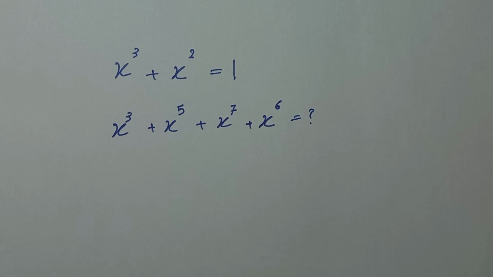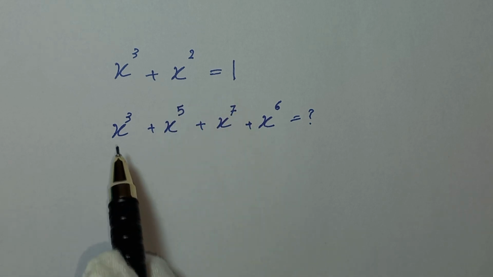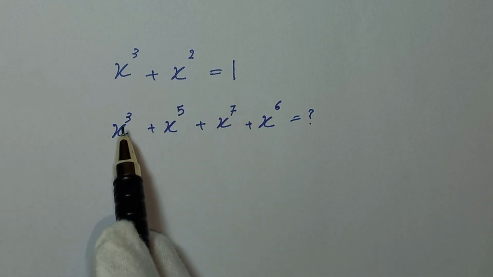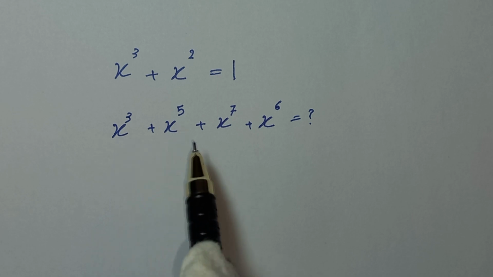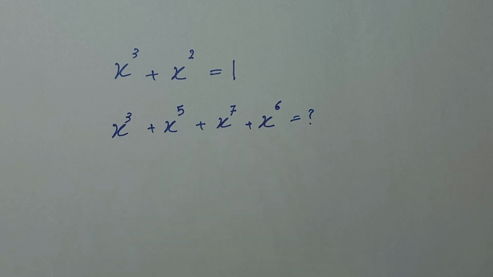Hello my friends, you're welcome to solve this math problem: x to the power of 3 plus x to the power of 2 is equal to 1. Find the value of x to the power of 3 plus x to the power of 5 plus x to the power of 7 plus x to the power of 6.